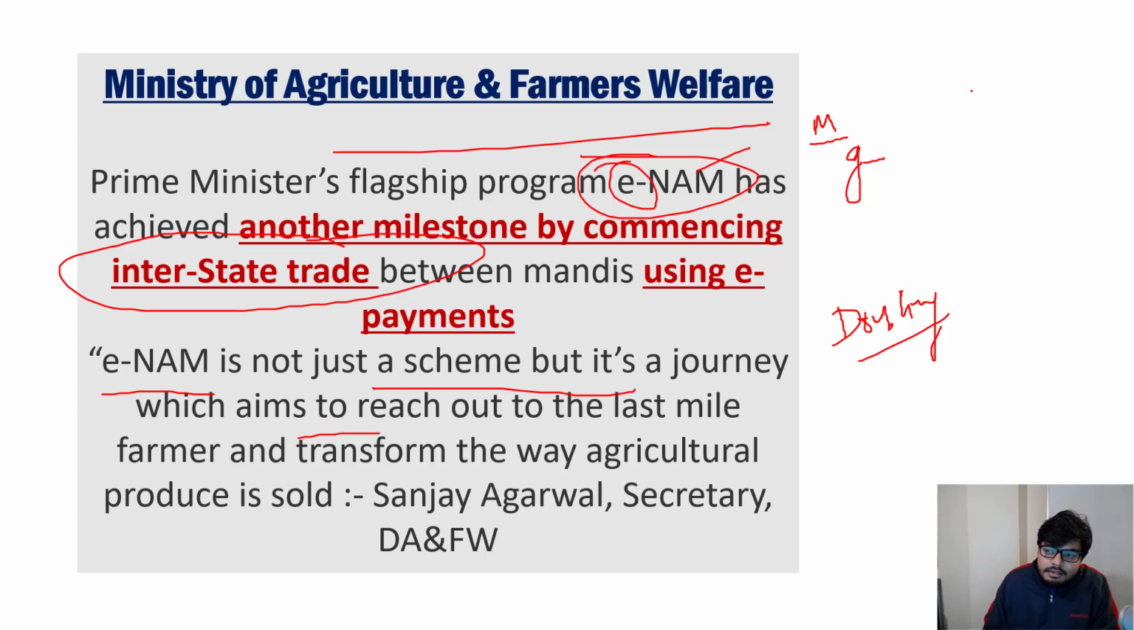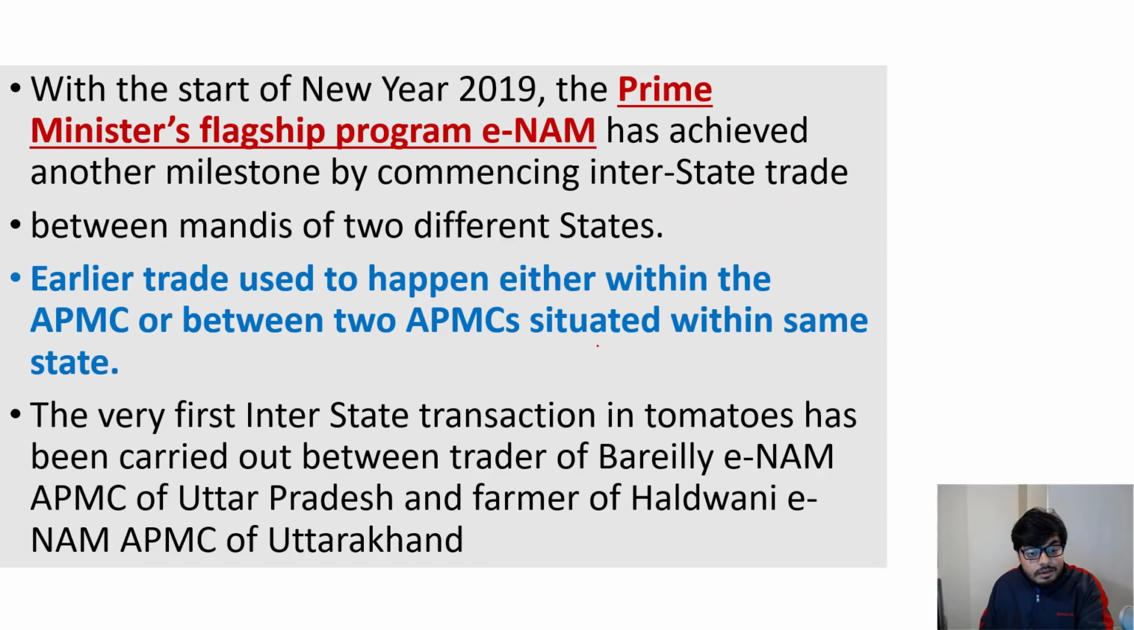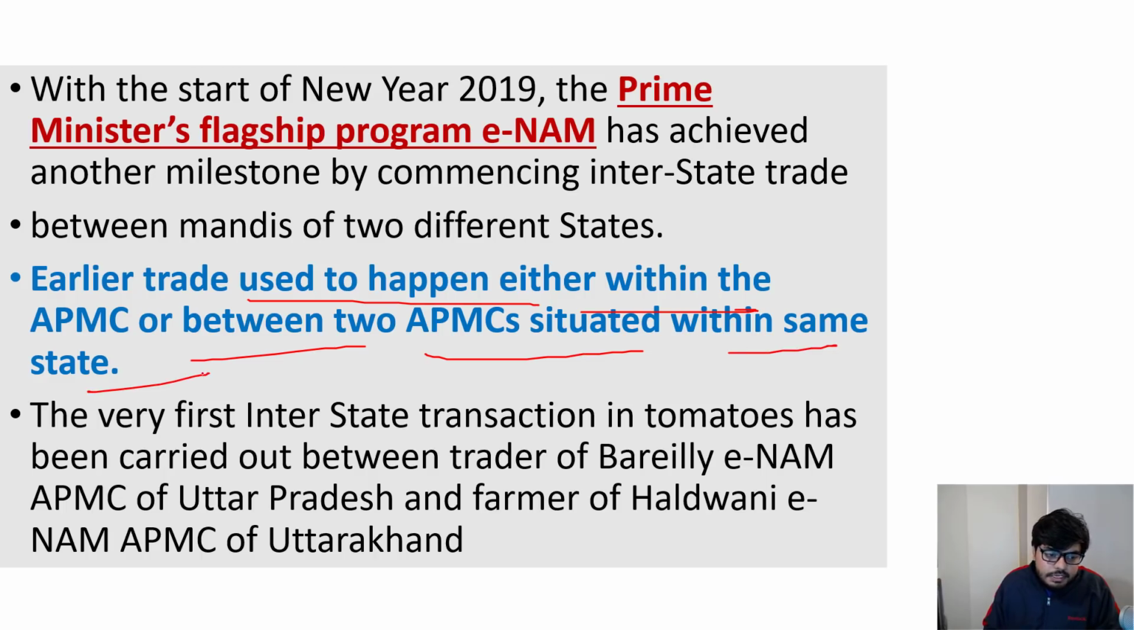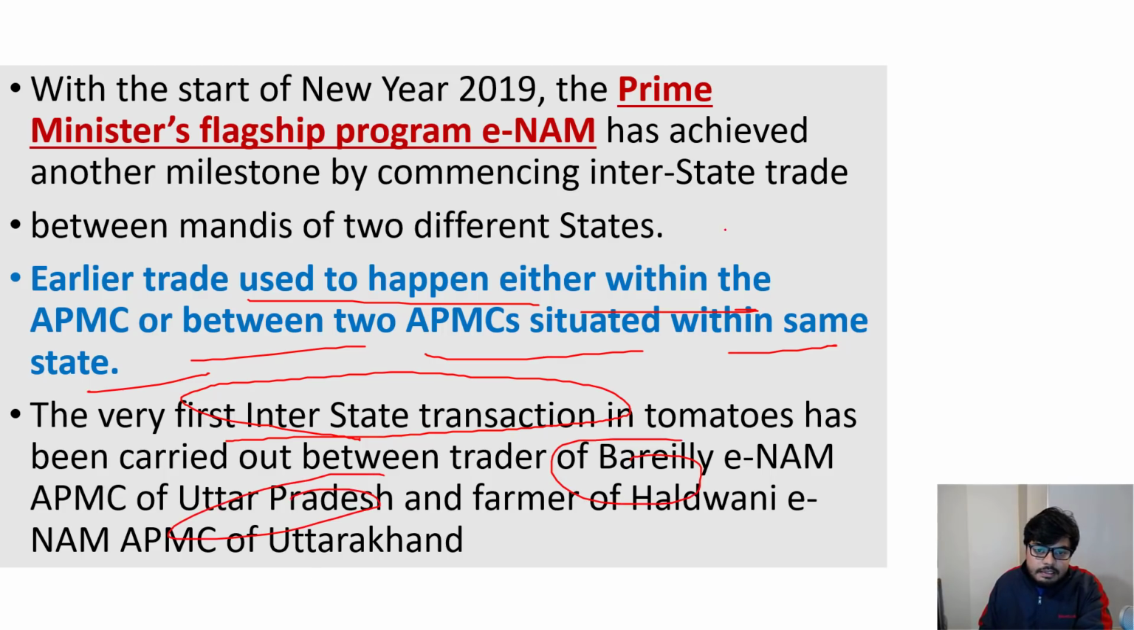Okay, there are agriculture produce markets. Okay, APMC mandis are there, and between these APMCs within a state, this trade used to happen. And the issue of transportation and all, they were also big things. But now interstate trade happened for the first time, and it was between the state of Uttarakhand and Uttar Pradesh. Okay, so trade used to happen either within the APMC or between two APMCs situated within the same state. Okay, so that's the thing. Now very first interstate transaction, this was between Haldwani of Uttarakhand and Bareilly of UP. Okay, so that's the thing.